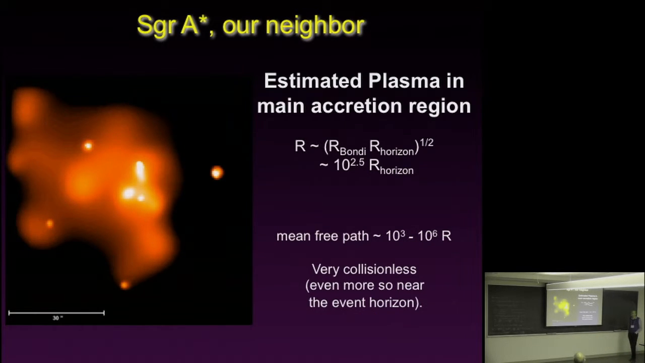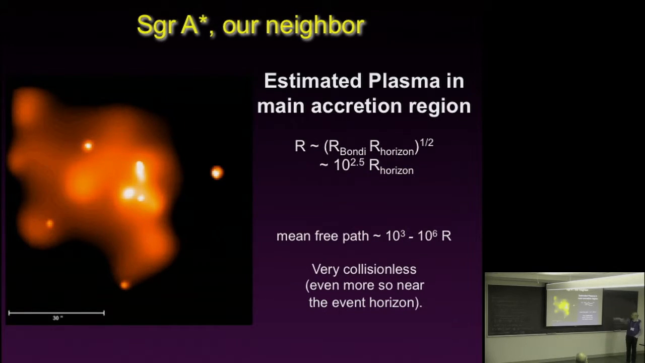And I'm taking an intermediate distance as a reference distance. Things will get even more extreme once getting even closer to the black hole. And the distance that I'm taking is about 100 RG, 100 gravitational radii, or 1,000 of that order.